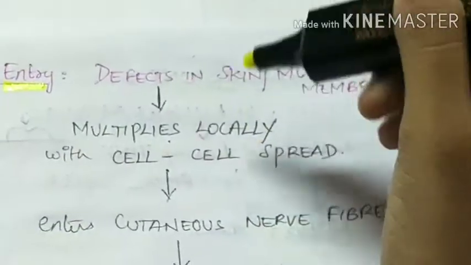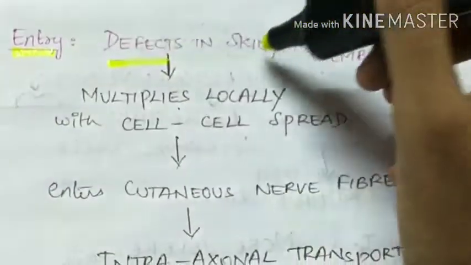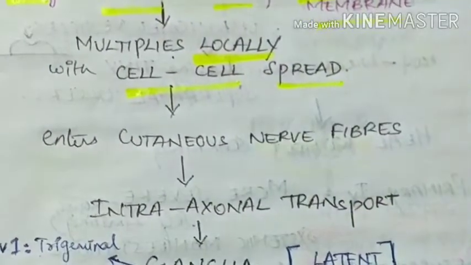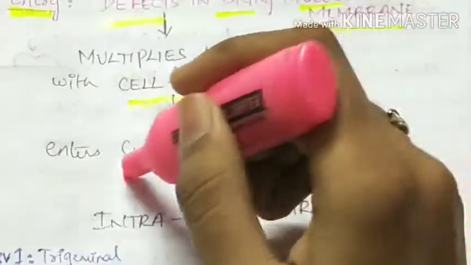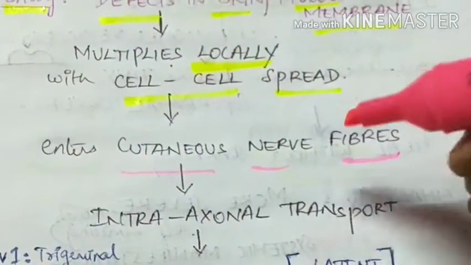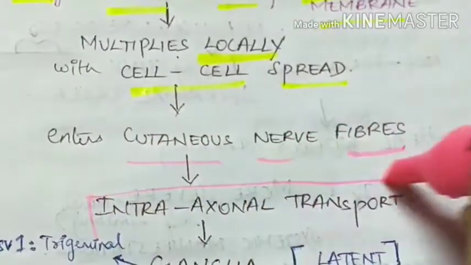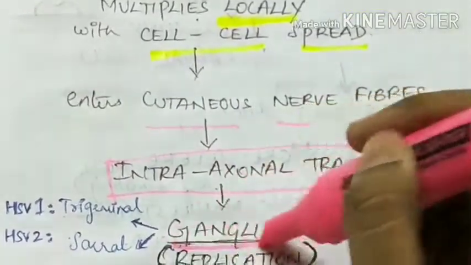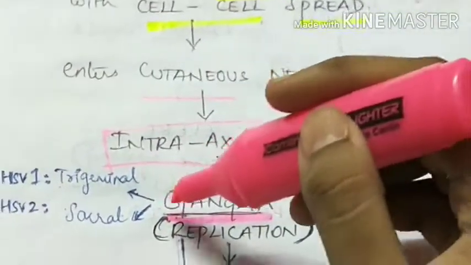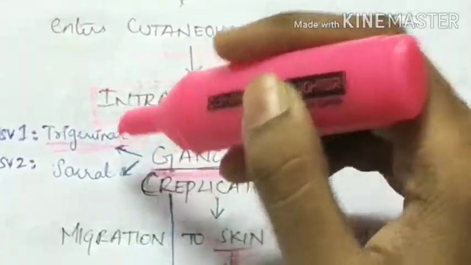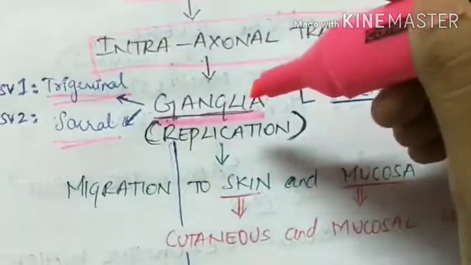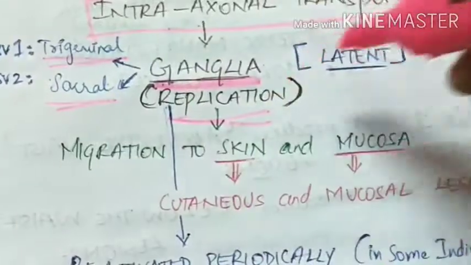Entry. The herpes virus enters through defects in the skin and mucous membranes, and it multiplies locally with cell-to-cell spread. From the local site, it enters the cutaneous nerve fibers and is transported intra-axonally within the axons of neurons, and it enters the ganglia. HSV1 enters the trigeminal ganglia, and HSV2 enters the sacral ganglia more often. In the ganglia, the virus undergoes replication and becomes latent.